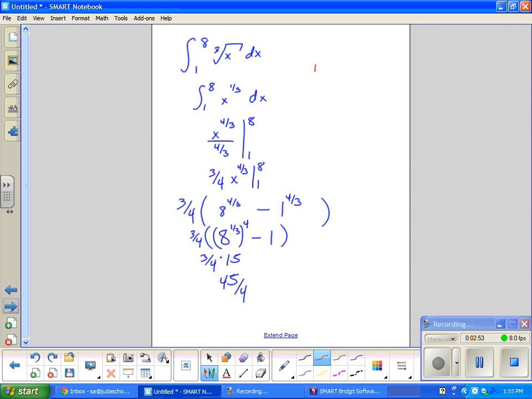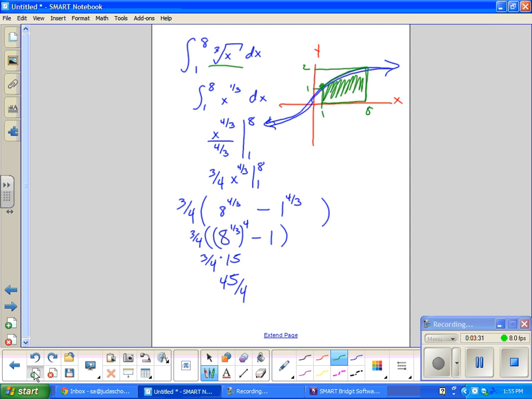But again, we're pretty good with graphing these types of functions, and we recognize cube root of x as this function. And we have found the area from 1 to 8, and we found this area right here under the curve to be 45/4. Again, a visual representation of what the integral does. It gives the area under the curve of the original function. Next one.